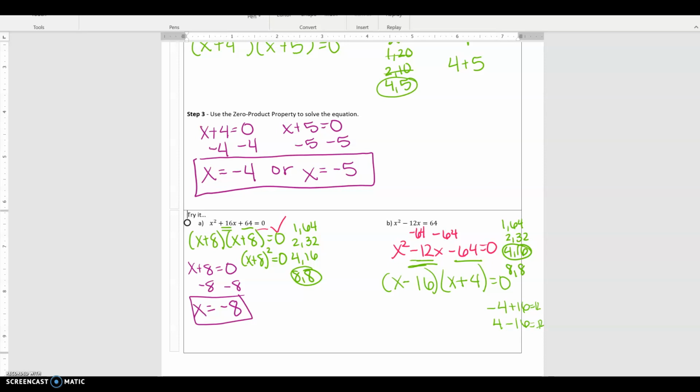So again, we wanted a negative 64 when we multiply these, so I needed one negative, one positive. Then I wrote out the two scenarios, a negative 4 or a negative 16, added them or subtracted to see which one would give me a negative 12. And it was this one here. And now we just go back to solving. So x minus 16 equals 0, x plus 4 equals 0. So x equals a positive 16 or x equals a negative 4.